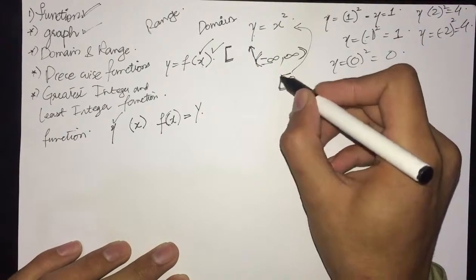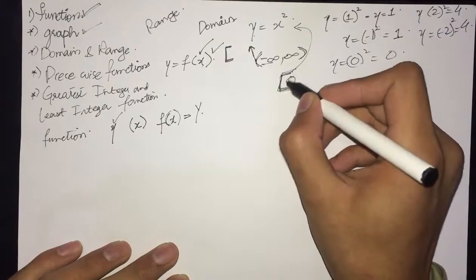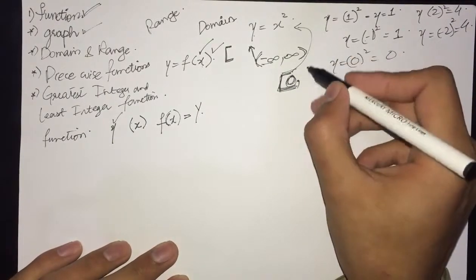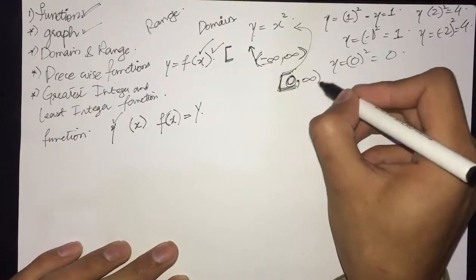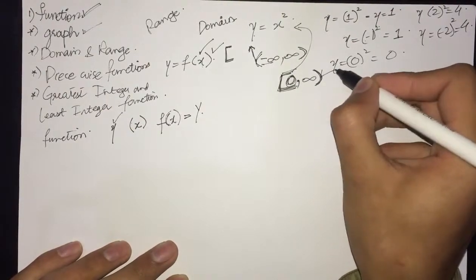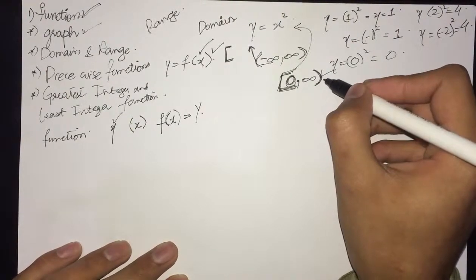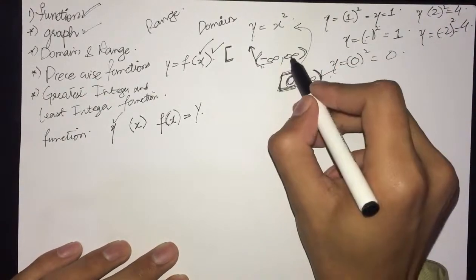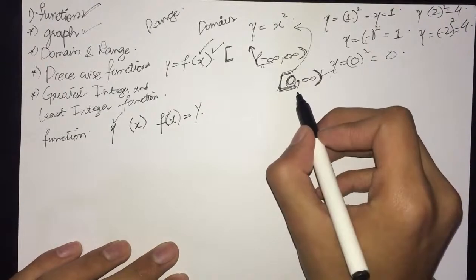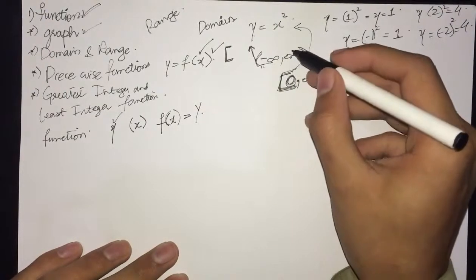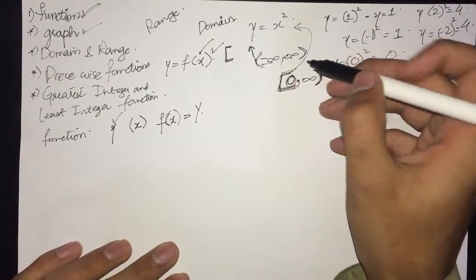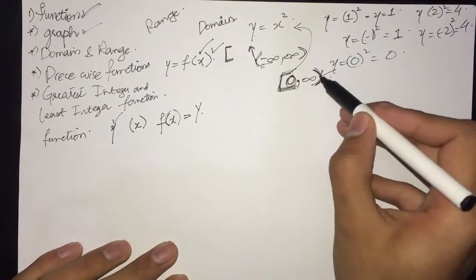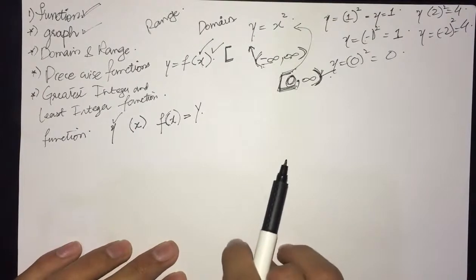You notice I have included a square bracket, which means 0 is included in the range, and it can go up to infinity. And notice here I've put a parenthesis, so that means infinity is not included. So its domain is minus infinity to infinity, and its range is 0 up to infinity. So that was domain and range.